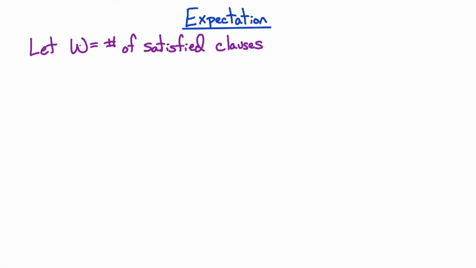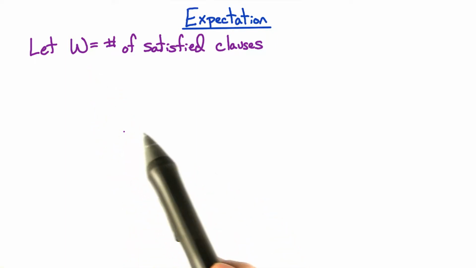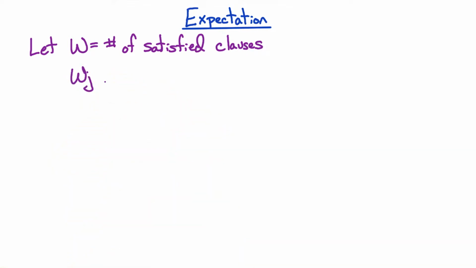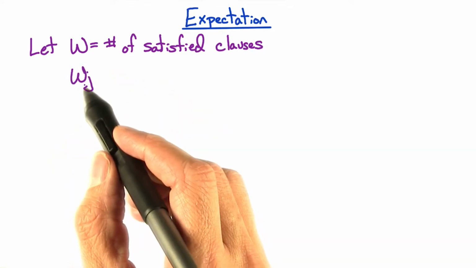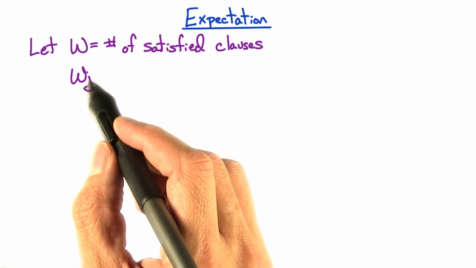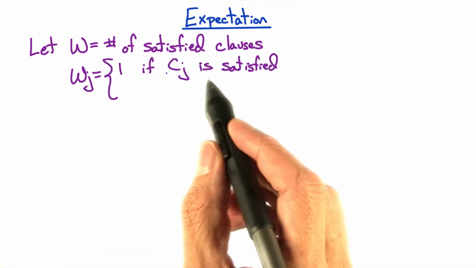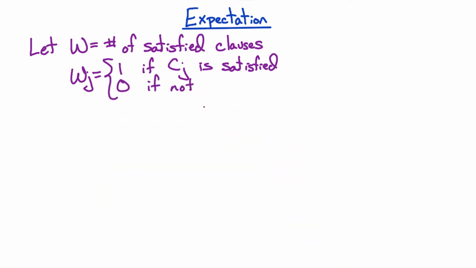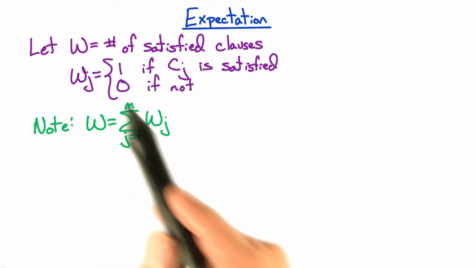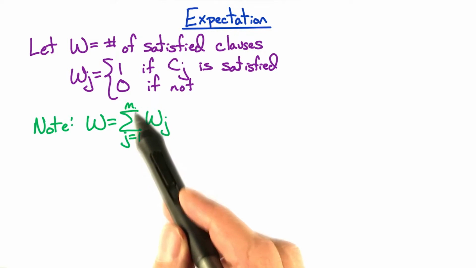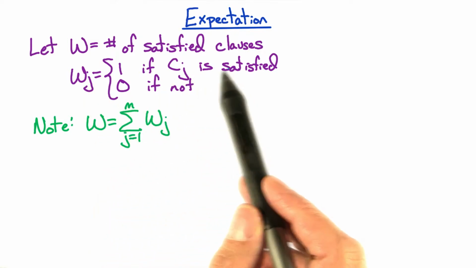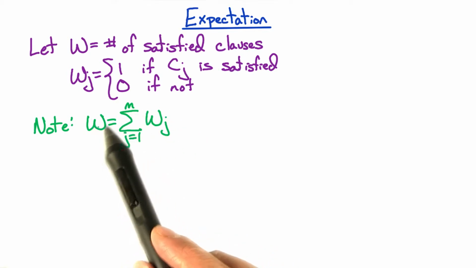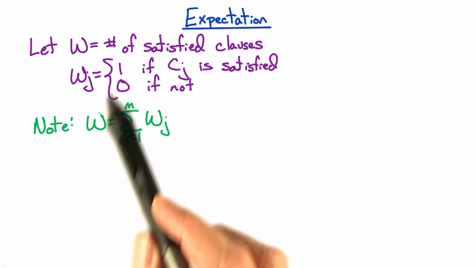Now, to simplify the analysis of the expectation, we're going to do a clause-by-clause analysis. As before, we consider each clause, so we consider the jth clause, and we denote the random variable wj. It takes value 1 if this clause cj is satisfied, and 0 if it's not satisfied. Now, if we sum wj, where j goes from 1 to m, then for each satisfied clause we get a count of 1, so the total count is going to be the total number of satisfied clauses, which equals capital W.